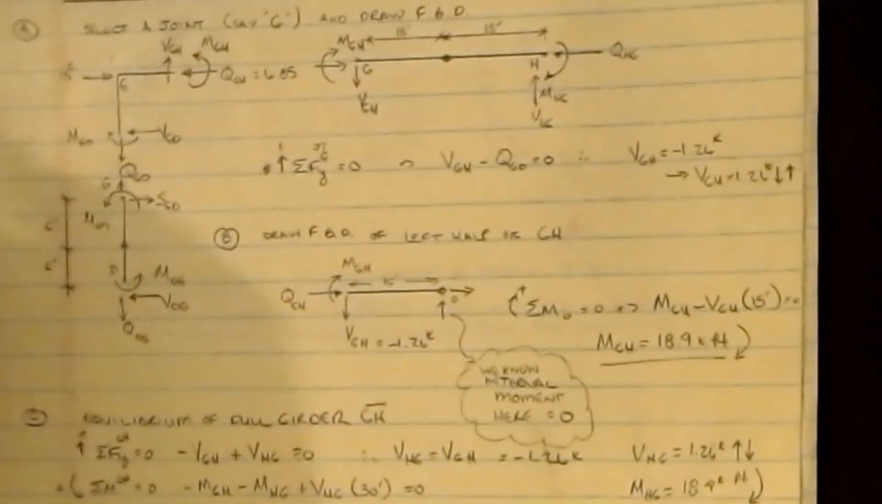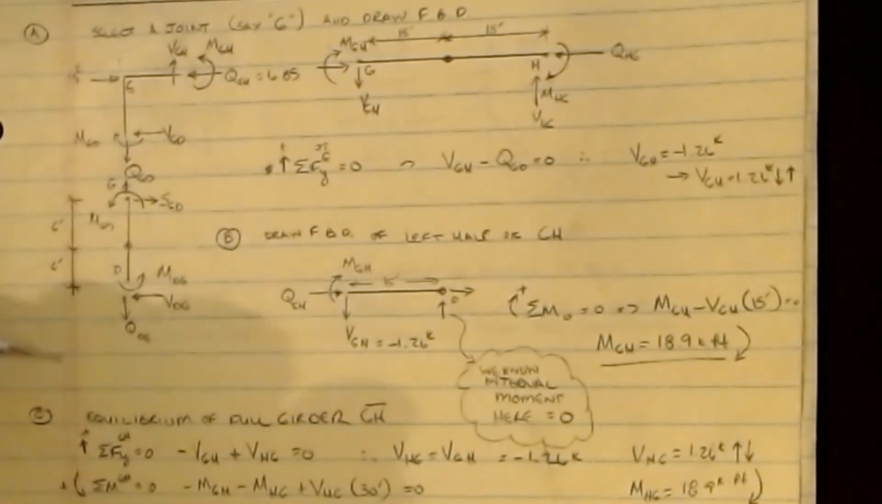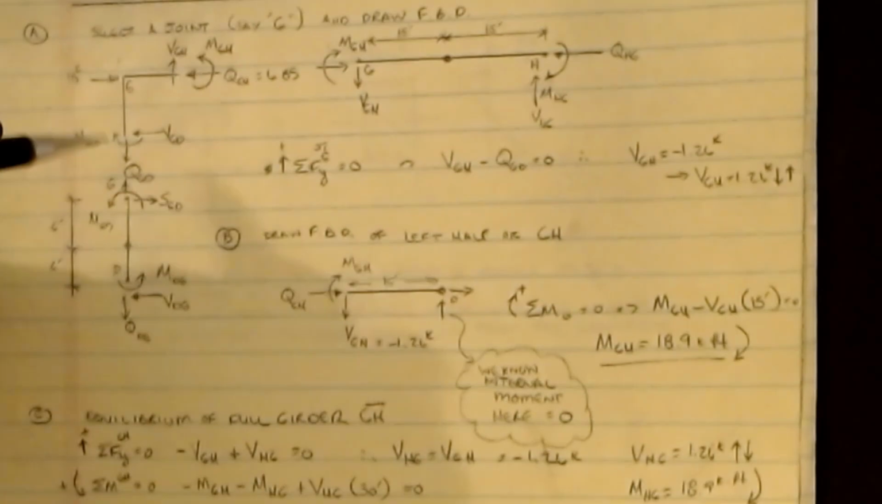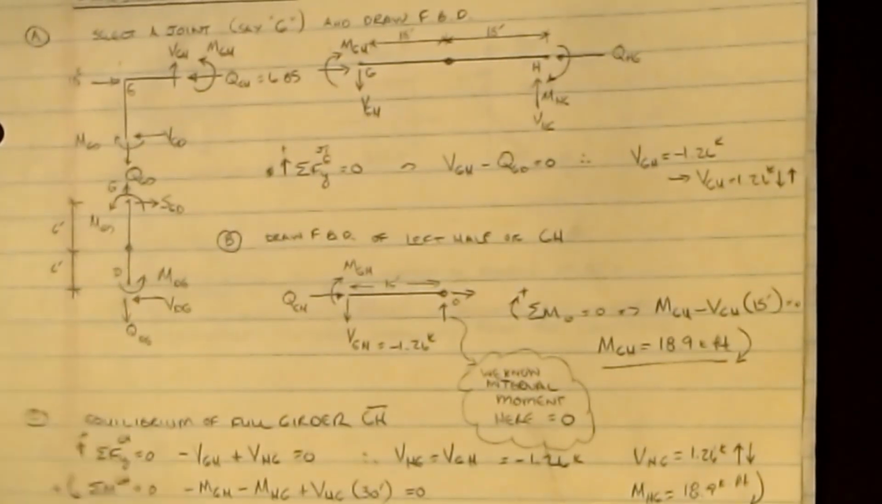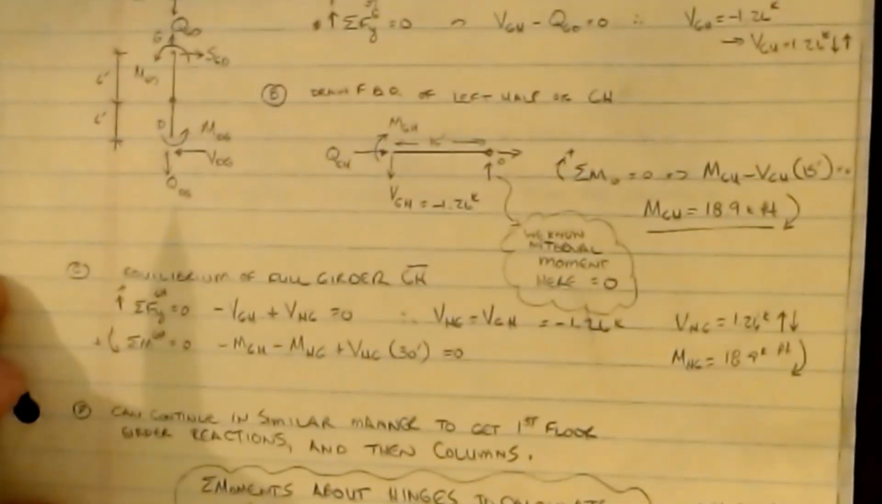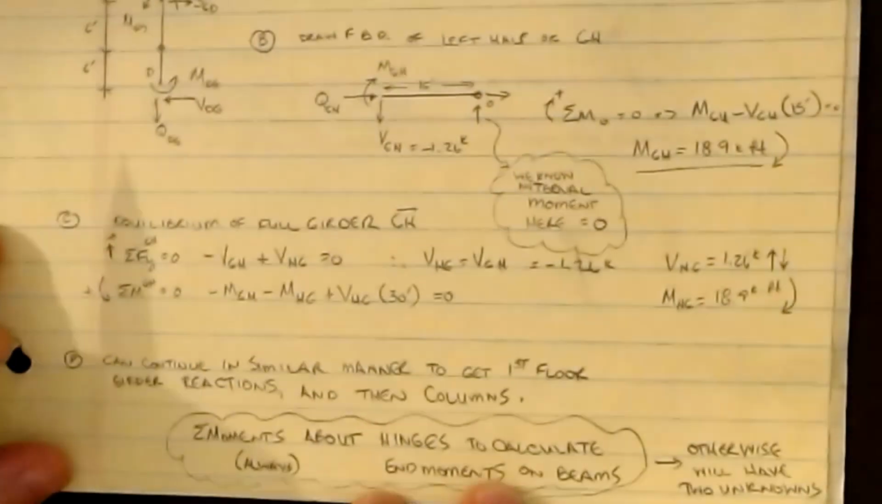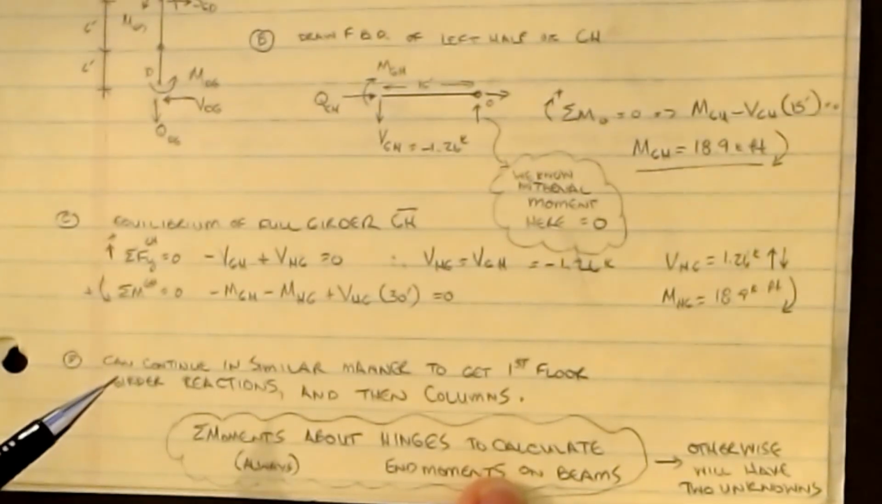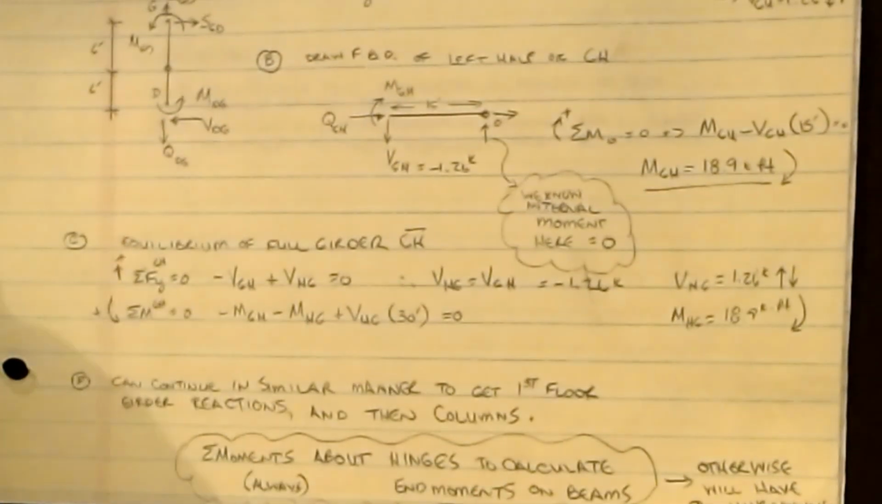The hardest part is finding the centroid and then finding the axial load, and then we can start blowing things apart at the hinges to get all of the other unknowns. So it's pretty easy. I'll leave this as an exercise for you to look at. Basically, we're going to sum moments about the hinges in order to calculate end moments on the beams. That's kind of the trick. But you've got to go story by story.